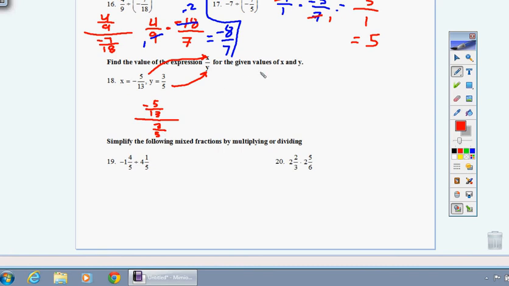So instead of dividing by the fraction, let's multiply by the reciprocal. So I'm going to have negative 5 over 13 multiplied by 5/3. Okay, and let's see if we can simplify this at all. Can I reduce 5 over 13? No. I can't cross reduce here either. 5 and 3, can't do that. Can't cross reduce there either. So I'm just going to multiply across. Negative 5 times 5 is negative 25, and 13 times 3 is 39.